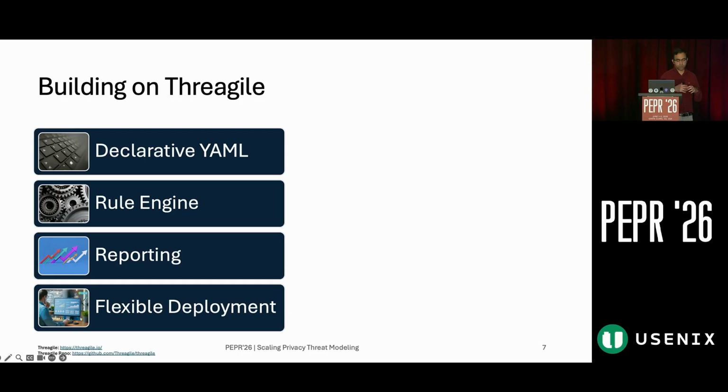And it has features like reporting. For example, it can generate threat reports. It can also generate data flow diagrams. And it also provides some mitigations for those applicable threats. Threagile can be deployed in a flexible way. You could have it running as a server and run your architectures based on it, and you can also run it through the command line just as a command.